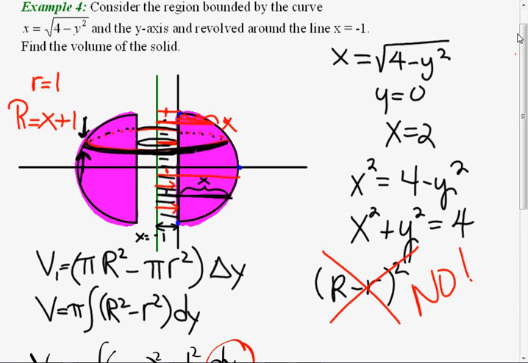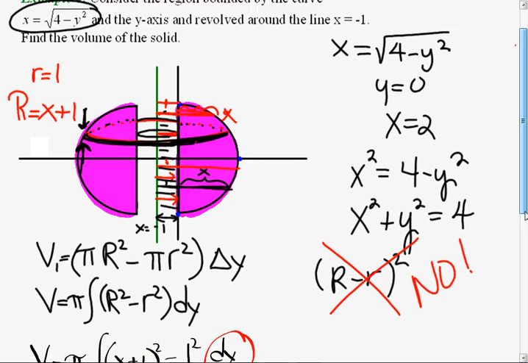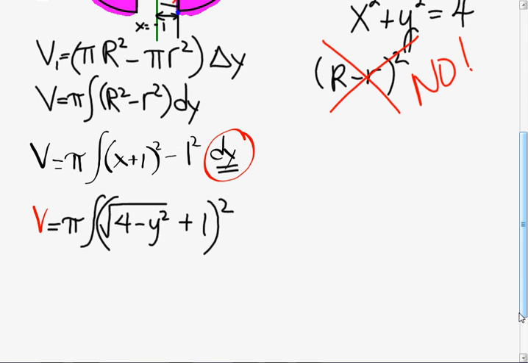What is x in terms of y? It's right here, square root of 4 minus y squared. I have to use this function. It could be a different function, just what it is. That's why you want to do the AP problem. Okay? And then it's minus 1 squared, and it's dy.